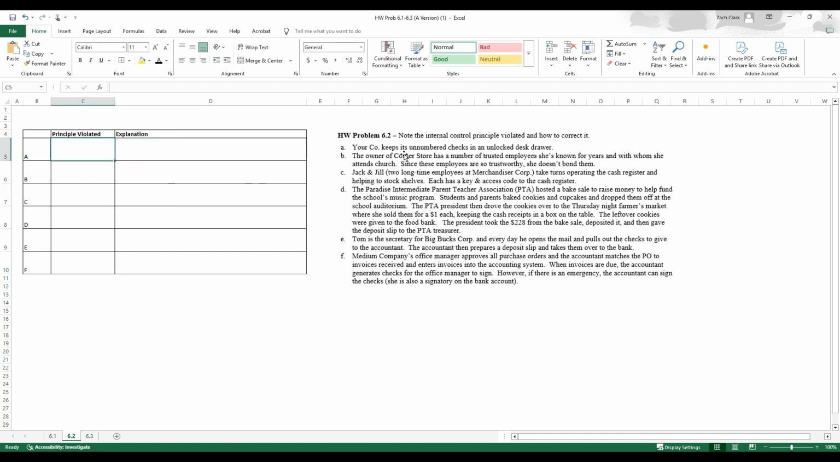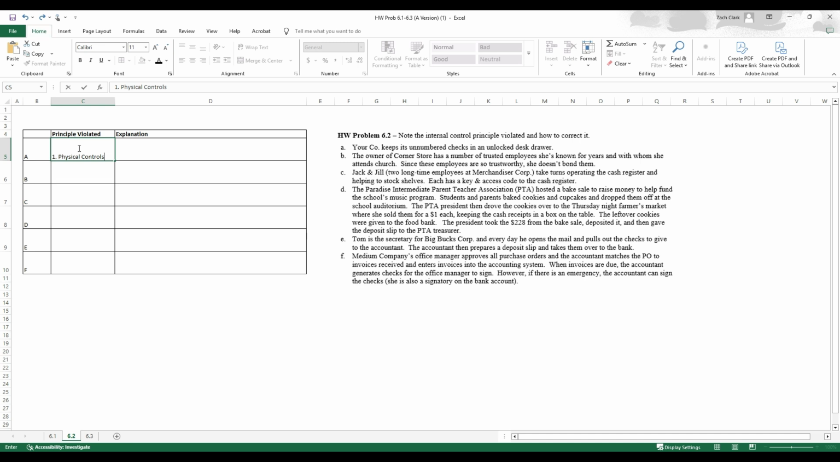Okay, so in letter A, it says your company keeps its unnumbered checks in an unlocked desk drawer. I didn't really think about this, but there's more than one principle that can be violated in these problems, but that's okay. The first principle is physical controls, which would include things like door locks or actual locked drawers, etc. And I'm going to do 1 and 2 just within this one cell.